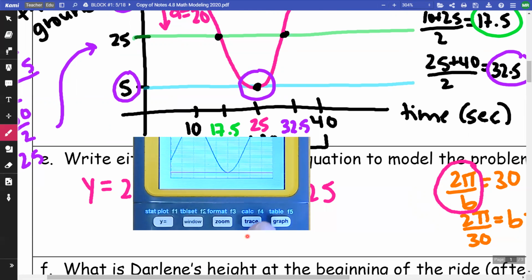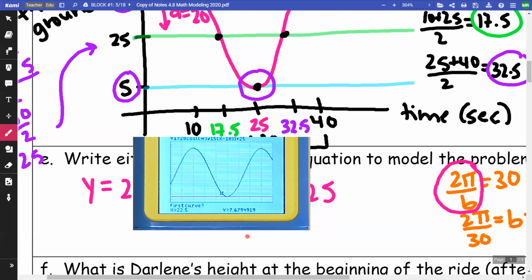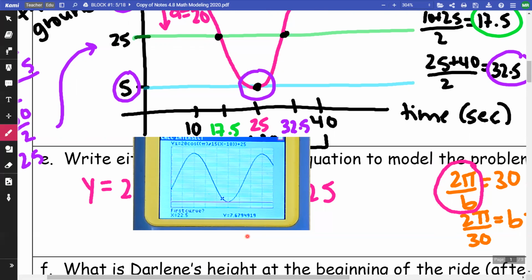So I'm going to do second and calculate. And number 5 is an intersection. Okay, so I'm going to hit number 5. And what it's going to ask you to do is go to where they cross. So looks like they cross here. So this is going to say first curve, and I hit go to where I think it is, and I hit enter. And then sometimes it'll jump to the second curve depending on how close I am. And then it says, hey, how is this?